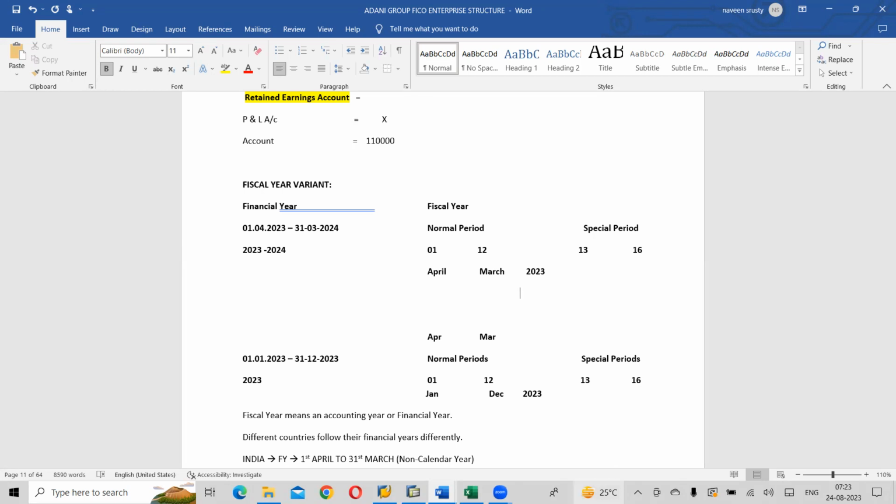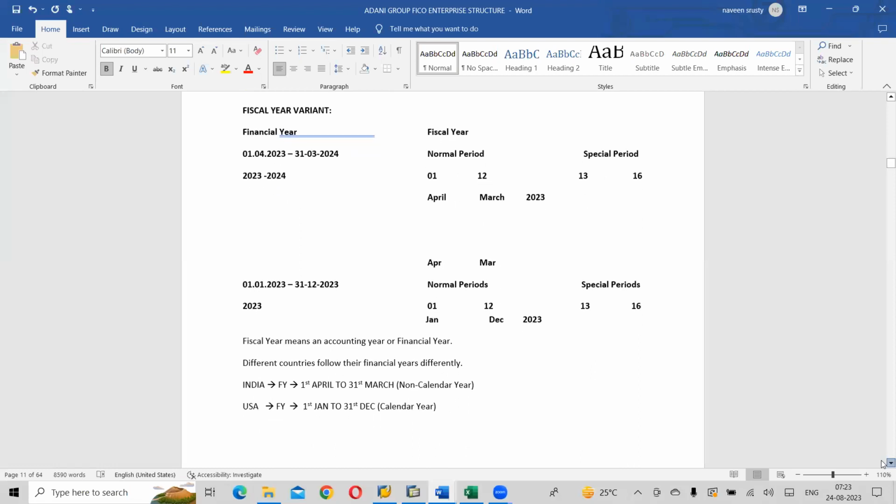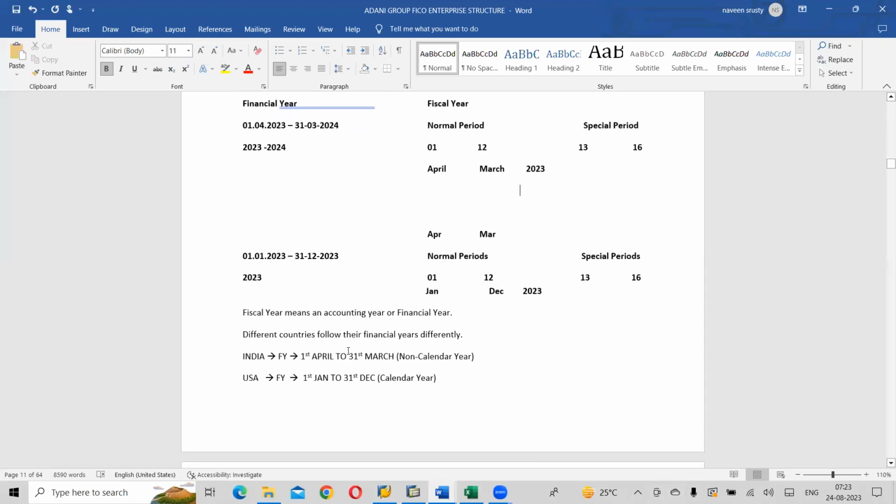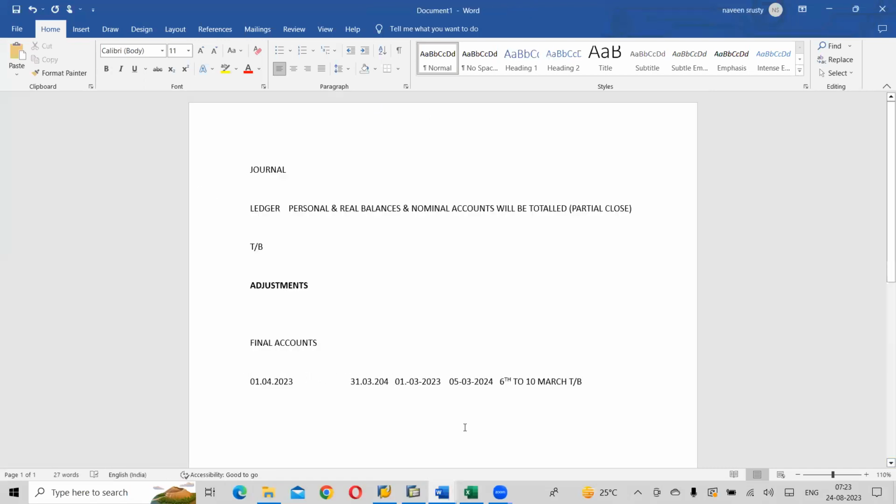Okay. Write down. Different countries follow their financial year differently. I took a few examples, that's it. The fiscal years are considered as 2 types. The fiscal years are divided into 2 different types. One is calendar year fiscal year. Calendar year fiscal year. And non-calendar fiscal year.